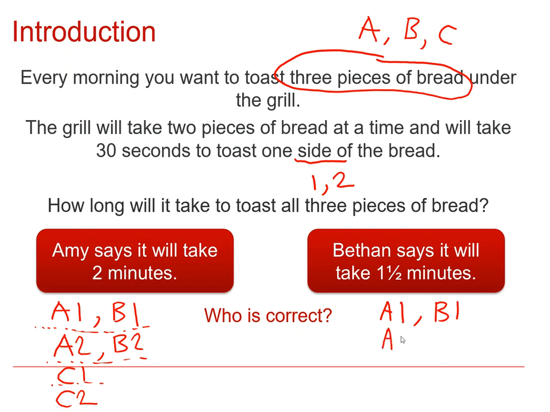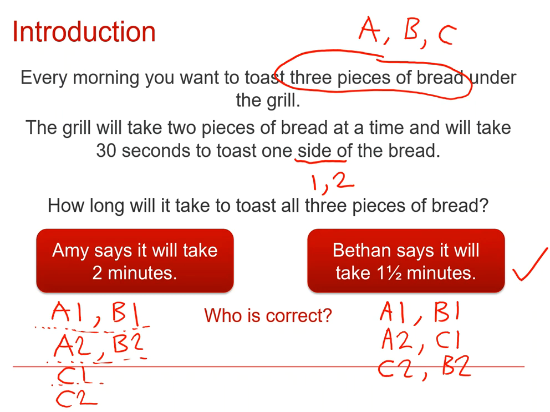So we'll toast A side 2, but we'll switch the other one for slice C and do that on side 1. And if you think about that, once we've done that, all of A is now completely toasted. All we need to do is the side 2 of B and C. So we could do C side 2 and B side 2, for example, at the same time. And that's only 3 rows, 30 seconds each. So that's 1.5 minutes, and that means that Bethan was correct.